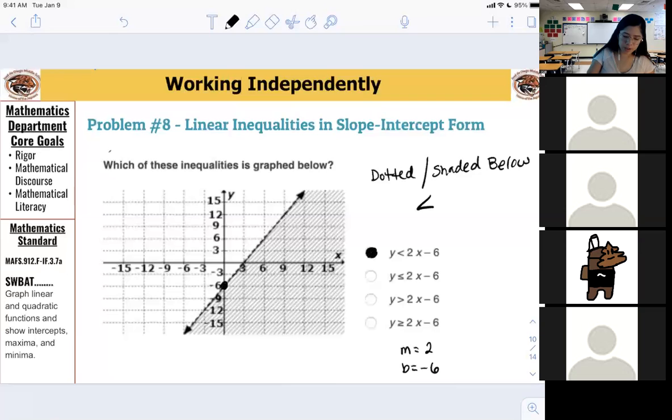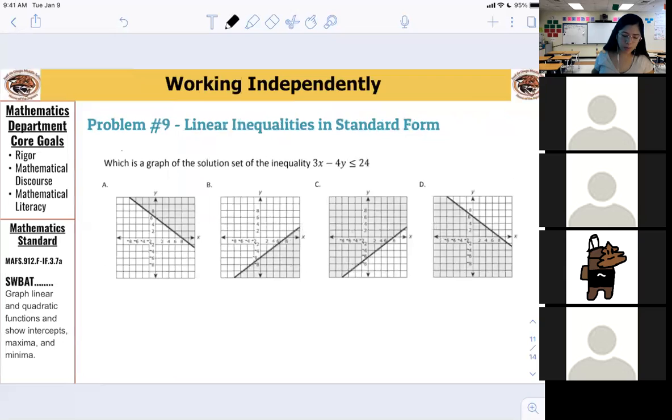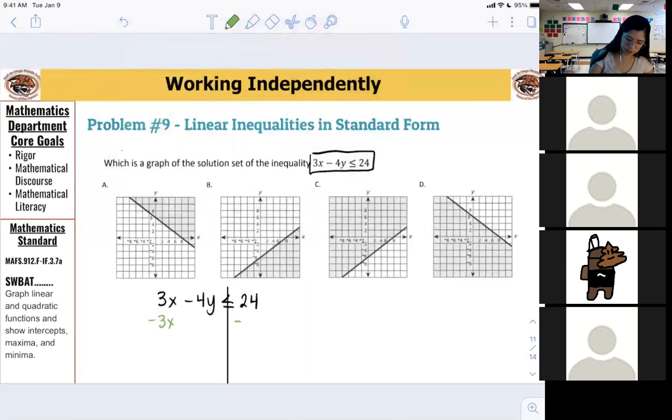Okay, so this was slope-intercept form, but then what about when you have an inequality in standard form? What do you always need to do first? Turn it into slope-intercept. Good, we're going to convert this to slope-intercept because standard form is sometimes going to throw us off. It doesn't really give you any useful information about the graph, so we have to convert it. What do I do first? Subtract 3x. Nice, subtract 3x.